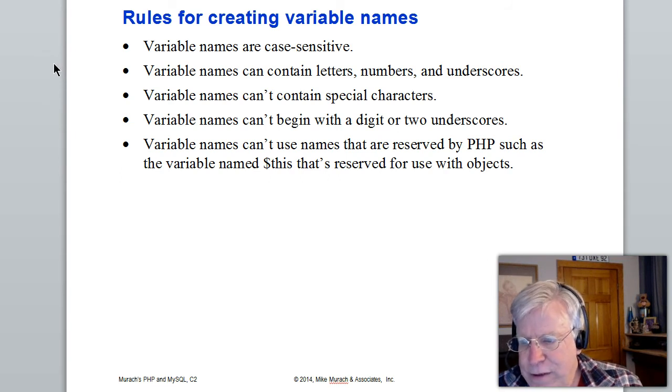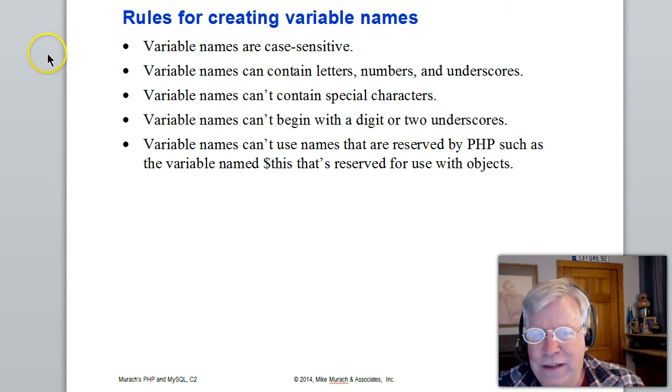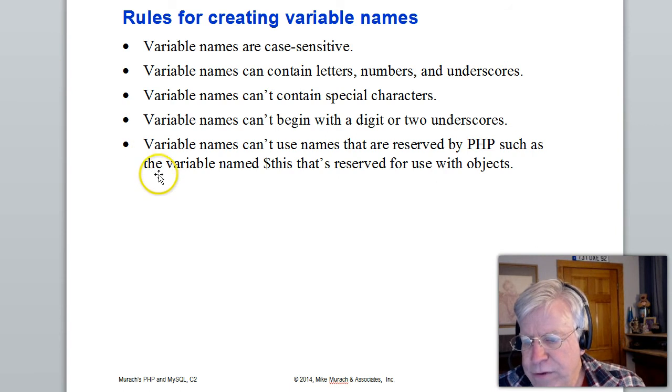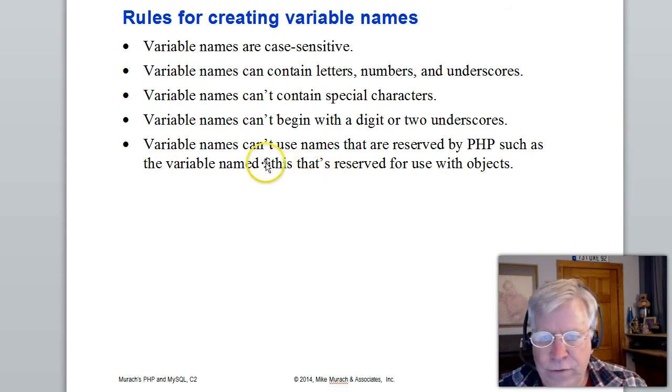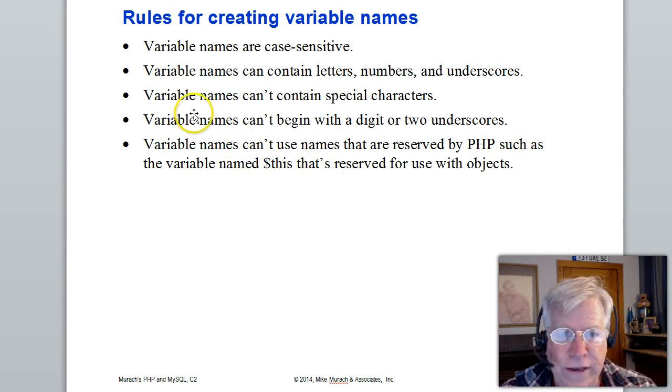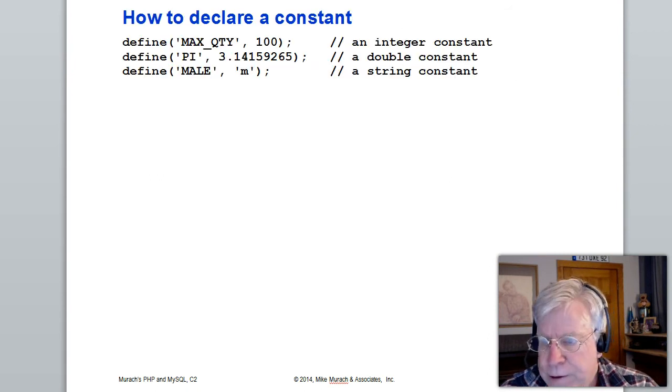Variable names can't use names that are reserved words. For example, the variable name $this is a reserved word for objects. The word false, you can't use $false or $true. Those are all reserved words. And all of us should understand the concept of keywords or reserved words in a programming language.